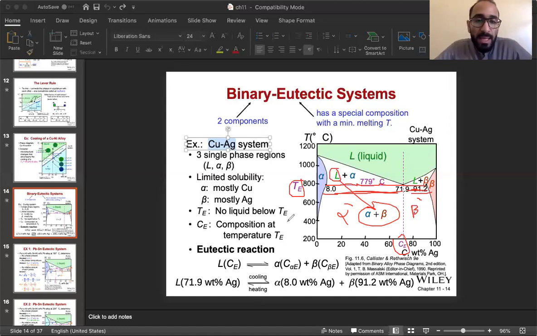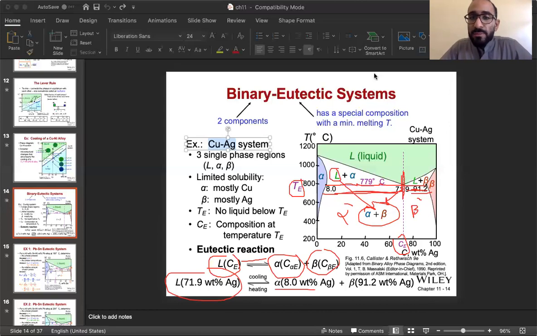So that means only at this composition, all the liquid you have is going to transform directly to alpha plus beta, without primary alpha and without primary beta. Clear, guys? We call this the eutectic reaction. In the eutectic reaction, liquid transforms to alpha plus beta. Also, the liquid at 71.9 at this point is going to transform to alpha plus beta.